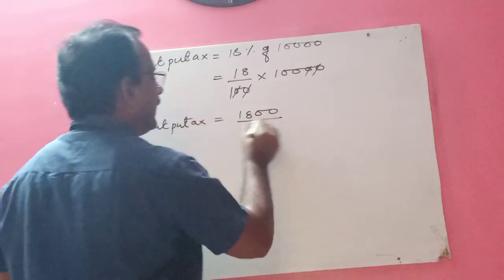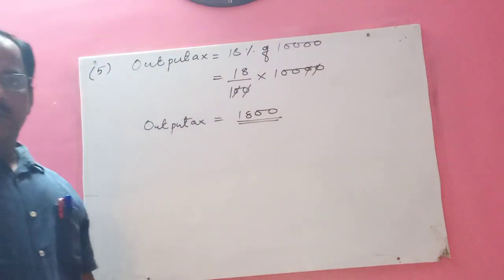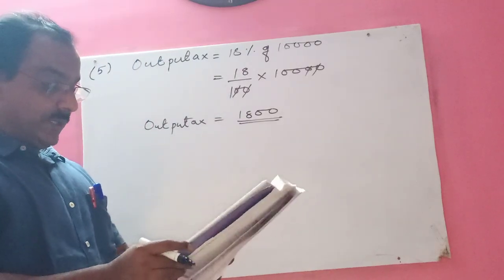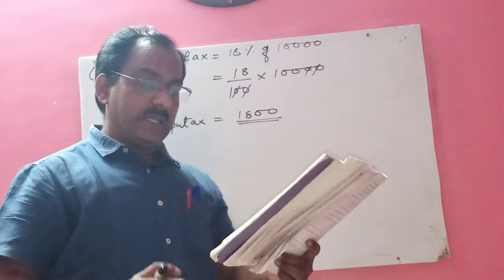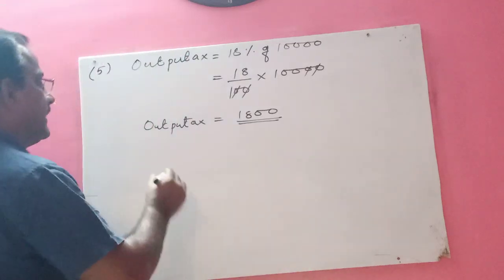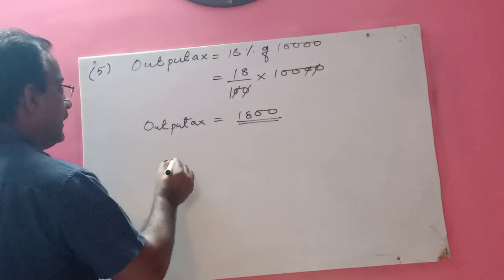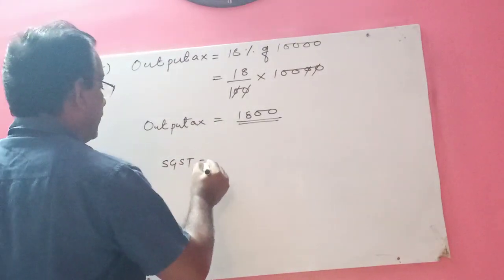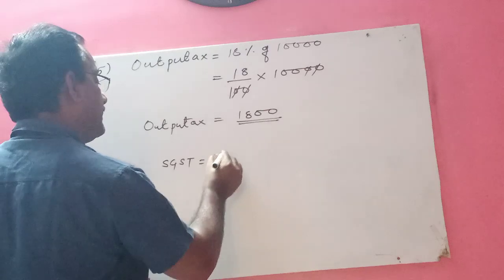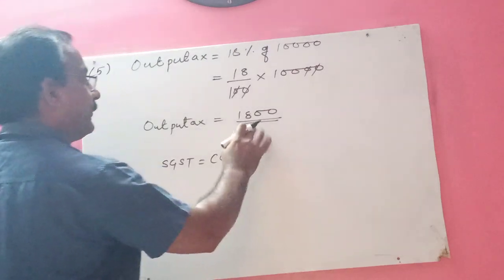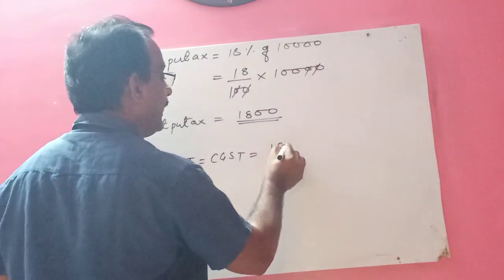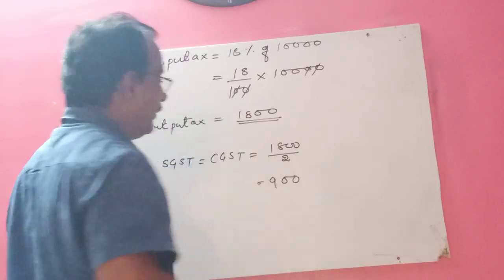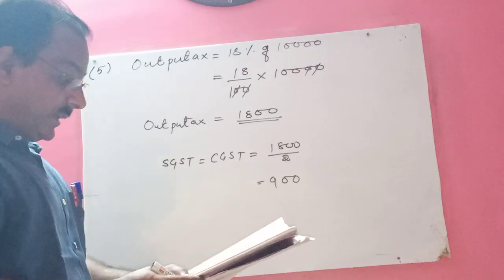Understood? This much amount is collected by the shopkeeper from the customer. And then the question is, calculate CGST and SGST. So CGST and SGST is what? CGST is equal to SGST, which is half of this, that is 1800 divided by 2, it is equal to 900. So 900 is the CGST and SGST.